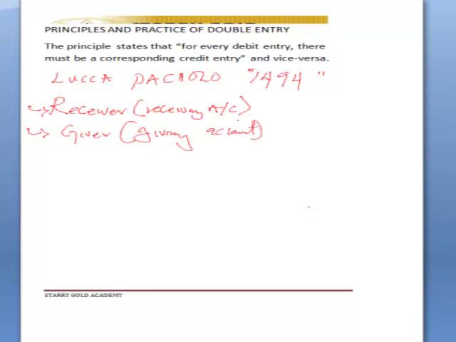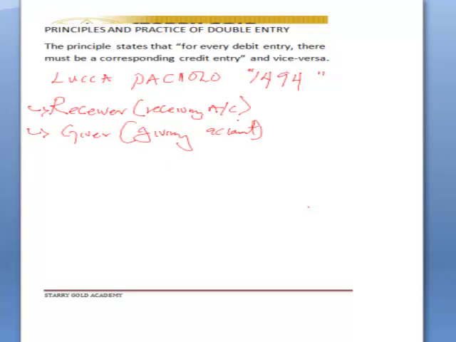So the double entry principle recognizes that there are two parties to every account transaction. As a result, we have the receiver and the giver. Now, when we record transactions on the double entry principle, it will be good for us to understand the principles of posting to the ledger using the double entry principle.